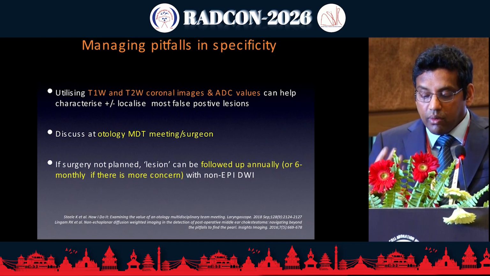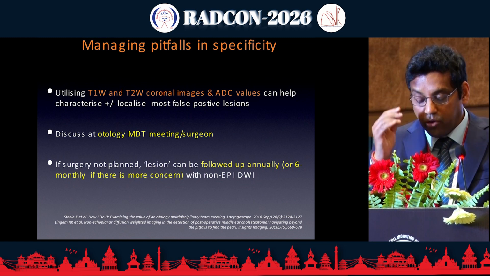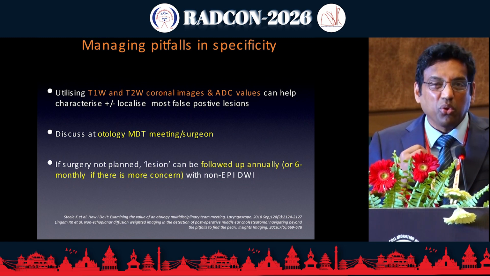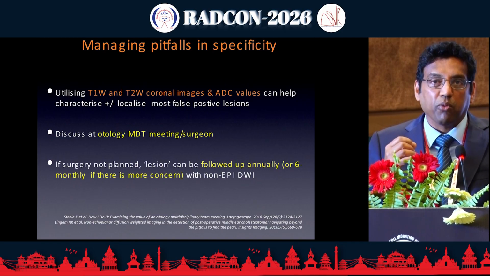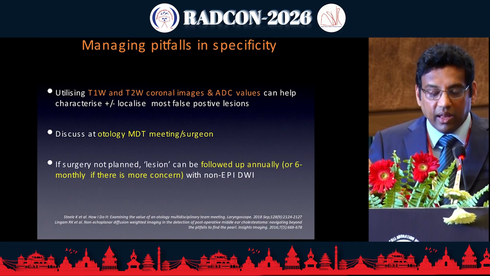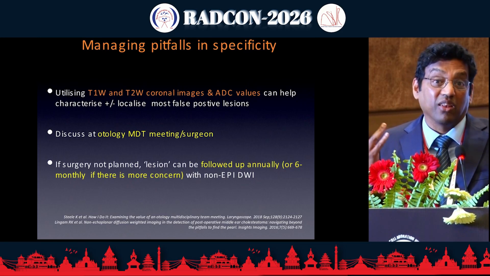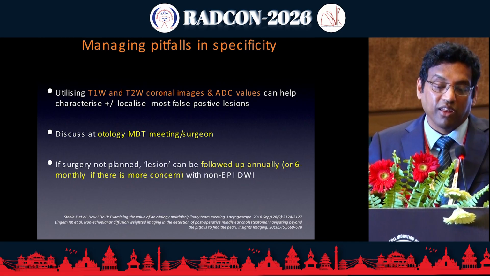Okay, so to manage pitfalls and specificity, use T1 and T2 weighted images, discuss at your clinical meeting, and if you're still not sure whether this is a false positive or not, just do another DWI in 6 months or whatever and see if it grows, or if it disappears, then it's a false positive.